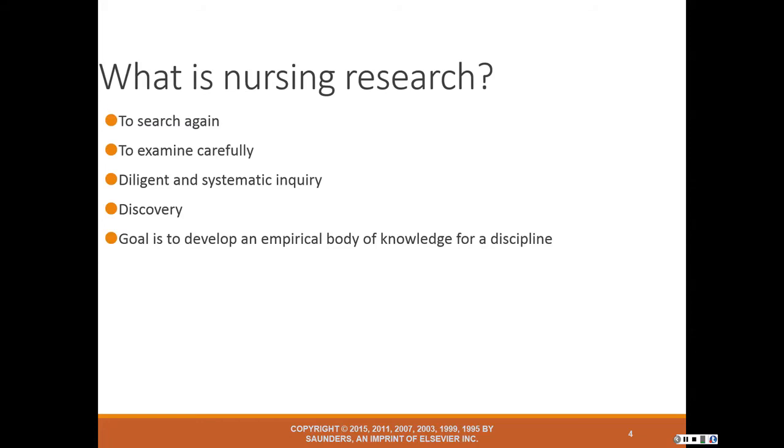So nursing research is the systematic, scientific, rigorous process that investigates questions about nursing phenomena, and they're trying to validate and refine the existing knowledge base. There are two types of research in nursing that are used: quantitative research and qualitative research, and we'll be talking about that in quite a bit of detail in Chapter 2 and Chapter 3.